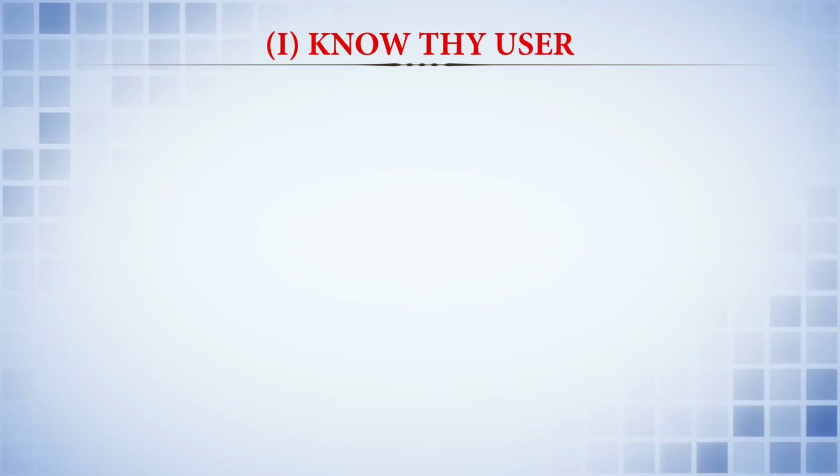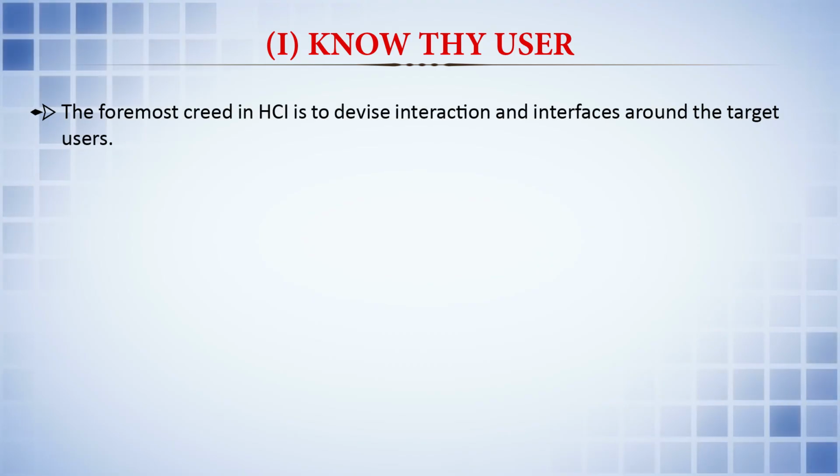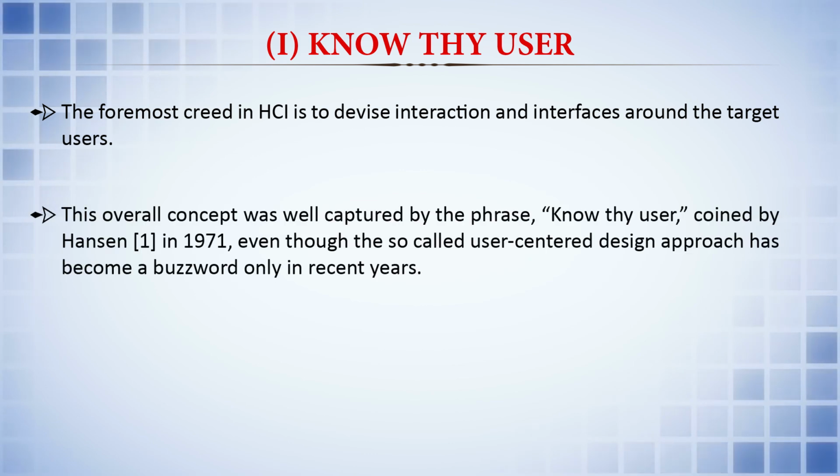The first feature that one needs to look into is "know thy user". The foremost creed in human computer interaction is to devise interaction and interfaces around the target users. This overall concept was well captured by the phrase "know thy user", coined by Hansen in 1971. Even though the so called user centered design approach has become a buzzword only in recent years, earlier one used to see the age of the user and other kinds of factors.